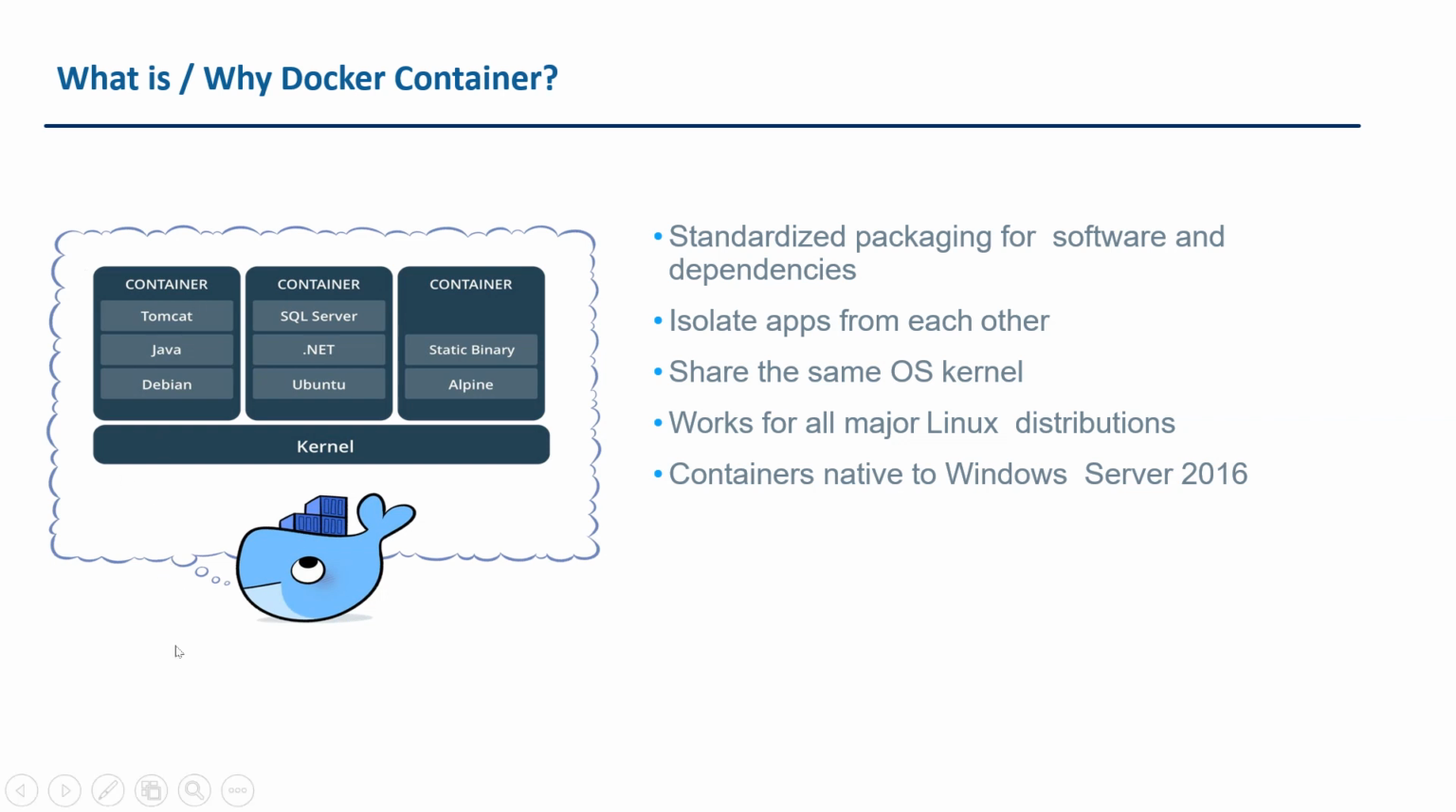If you look at the graph, one container has Tomcat and Java running on Debian. Another container is running SQL Server and .NET on top of Ubuntu, and the third one has a static binary running on Alpine. But what is happening is that the kernel is shared by all containers. So at a high level, that's all about what Docker containers are and why we use them.